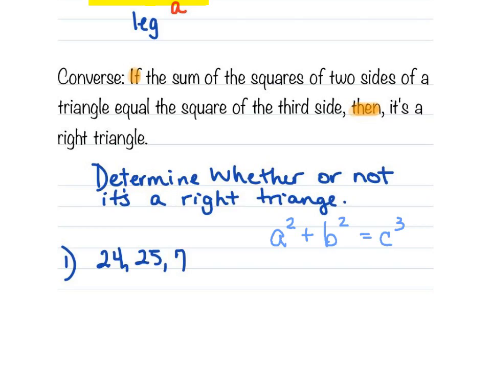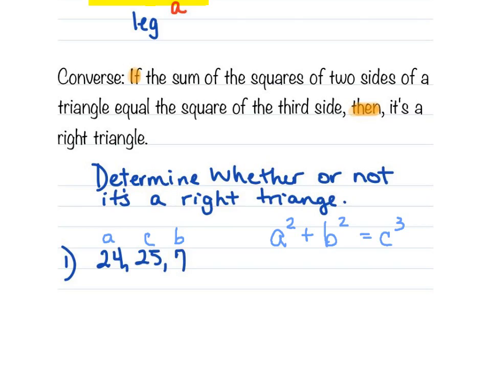Okay? All right, let's first look at the values that I have. 24, 25, and 7. And I have to label them A, B, and C. Now I know that the longest side has to be the hypotenuse, so I'll label 25 as C, and then I can label A and B interchangeably. So you can have A as 24 and B as 7, or vice versa. It doesn't matter. Okay? Now you will be allowed calculator in this lesson.